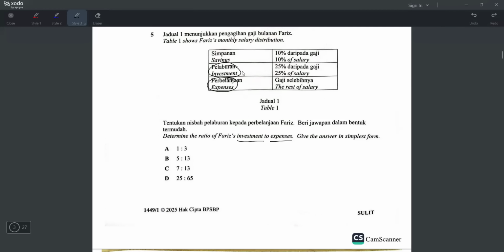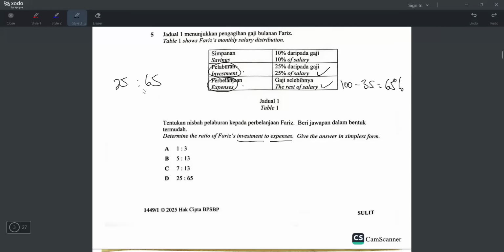Okay, if you want to find the ratio for investment to expenses, you need these percentages. So I already know 10% of salary go to savings, 25% go to investment, the rest go to expenses. So if you want to find the rest, just take 100 minus 25 and 10, which is 35. So you end up with 65%. And now you're trying to find the ratio for investment to expenses. So we can use the percentage. Investment to expenses, it means 25 ratio 65 like that.